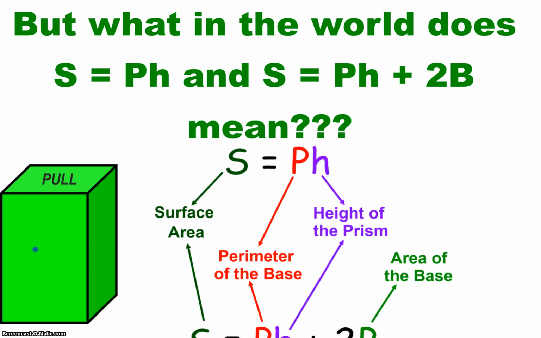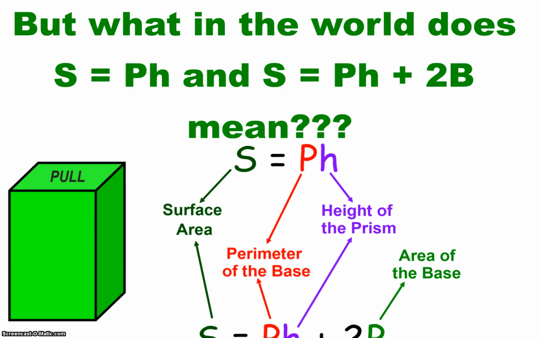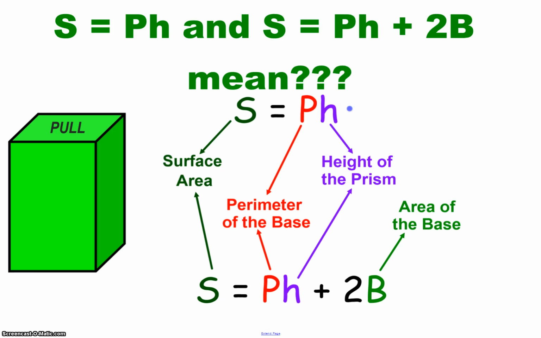So on your notes you need to copy this down. Lateral: S means surface area, big P means perimeter of the base, and it's just the perimeter of the base, not the perimeter of the faces, and h means height of the prism.